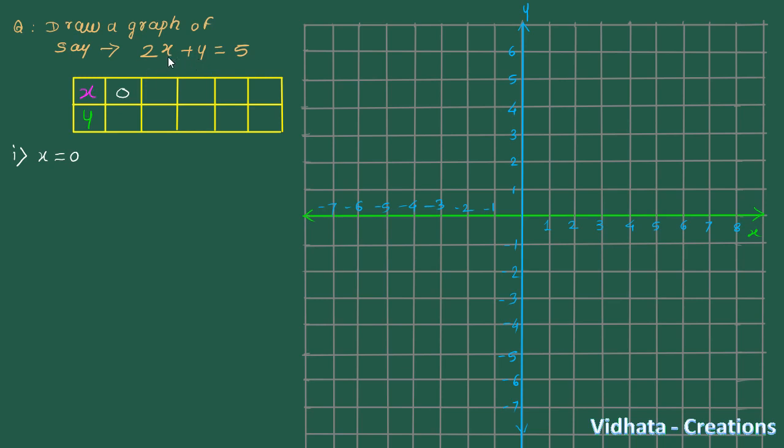X is equal to 0. 0 into 2 will be 0. Therefore, y will be equal to 5. This is the value of y. When x is equal to 0, y is equal to 5. So one of the solutions will be x is equal to 0 and y is equal to 5. This is your one solution.